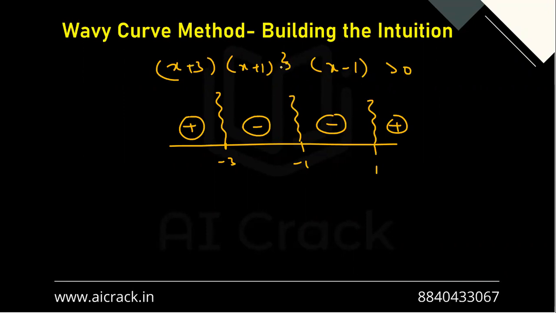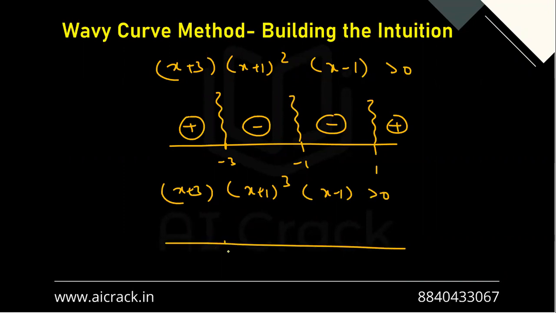Now let's make it 3 over here. Or maybe I'll draw another one. Let's say this is (x + 1)^3 (x - 1) > 0. This is -3, this is -1, this is 1. Now this is positive. Now if we take this zone, -1 to 1, this is negative, this is positive, this is positive. So this becomes negative.